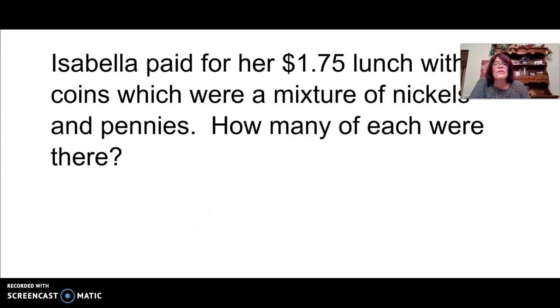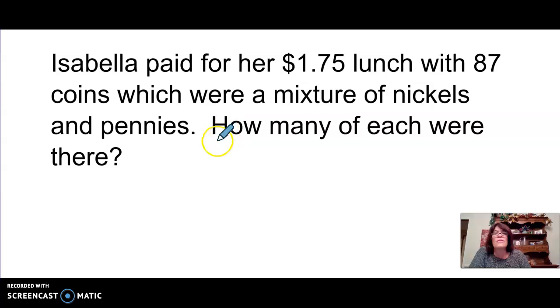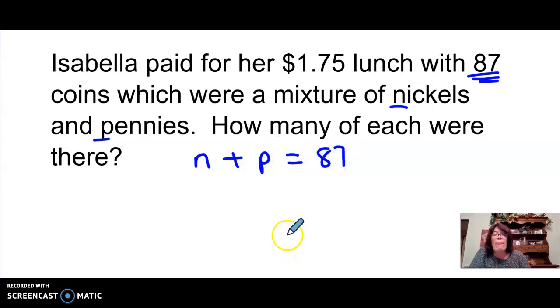Isabella paid for her $1.75 lunch with 87 coins. They were a mixture of nickels and pennies. How many of each were there? Well, I know there's 87 coins. Let's let N be nickels, P be pennies. Okay, so my nickels plus my pennies add up to 87.